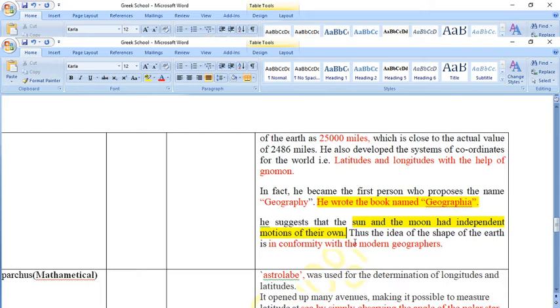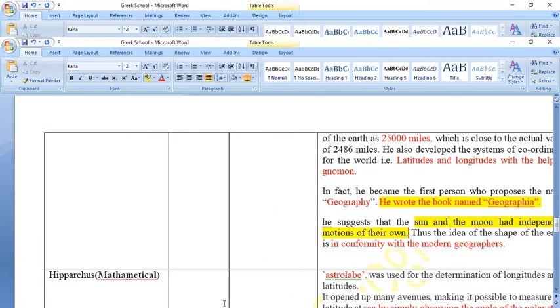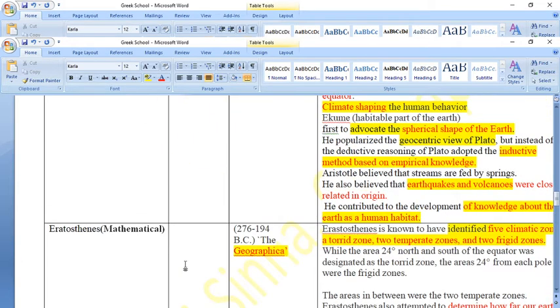From that point of view, he is the founder of the mathematical approach to geography. He is the first person to propose the name of our subject as geography.